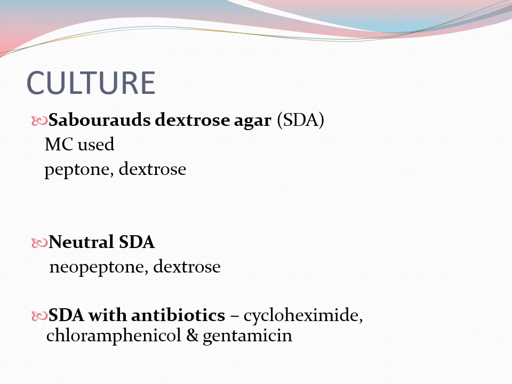Then there is another SDA with antibiotics. So we are using two antibiotics like chloramphenicol and gentamicin. And then we have the antifungal also like cycloheximide, that is also known as Actidione. And usually this SDA we use when we have any specimen where there could be a bacterial contaminant or there could be any saprotrophic fungus. So for inhibiting this saprotrophic fungus, we are using cycloheximide, and for stopping the growth of bacteria we are using these antibiotics.